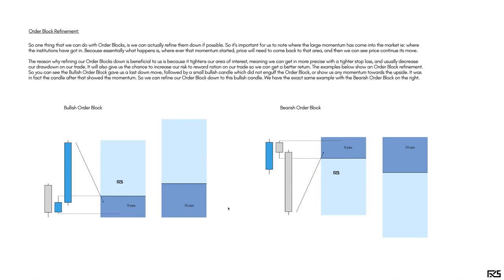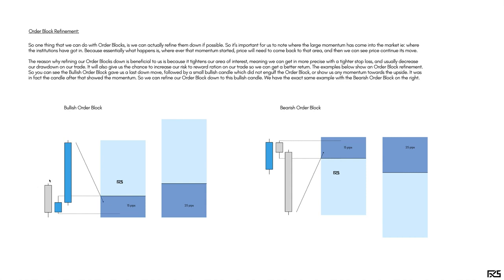The reason why refining our order blocks down is beneficial to us is because it tightens our area of interest, meaning we can get in more precise with a tighter stop loss and usually decrease our drawdown on our positions. It will also give us the chance to increase our risk to reward ratios on our trade so we can get a better return on investment. Now, the examples below show an order block refinement.